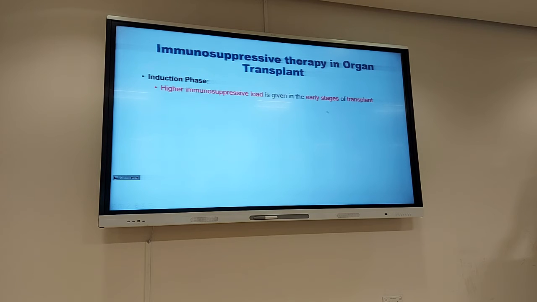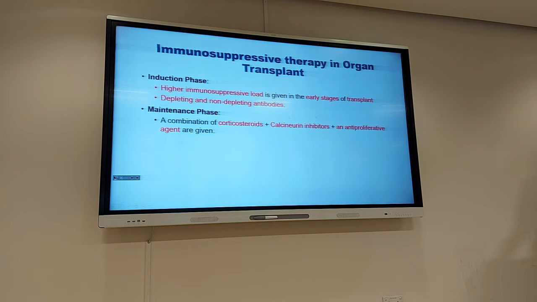So the therapy itself will start with induction therapy first, with higher immunosuppressive loads. Usually high doses of the drugs are given at the early stages of the transplant, at the start of the transplant, using depleting and non-depleting antibodies. Then we have the maintenance phase, which is a combination of corticosteroids, calcineurin inhibitors, and anti-proliferative agents that are usually given.